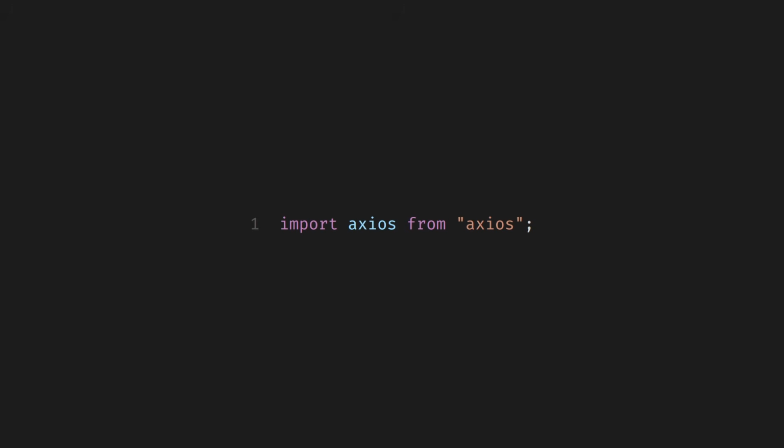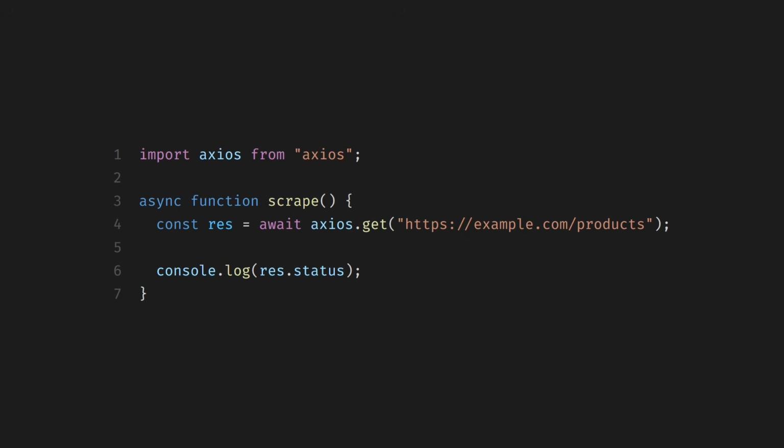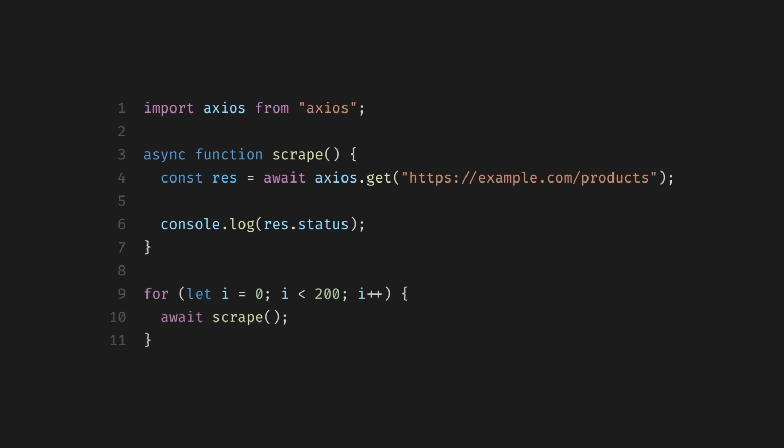We'll use Axios to send requests. Next, let's create a function that fetches our products page. This line sends a GET request to the website. If it succeeds, we'll get a 200 status code. Now, one request isn't enough to trigger a rate limit. Websites usually block you after receiving lots of requests from the same IP. So instead of calling it once, let's call it 200 times.